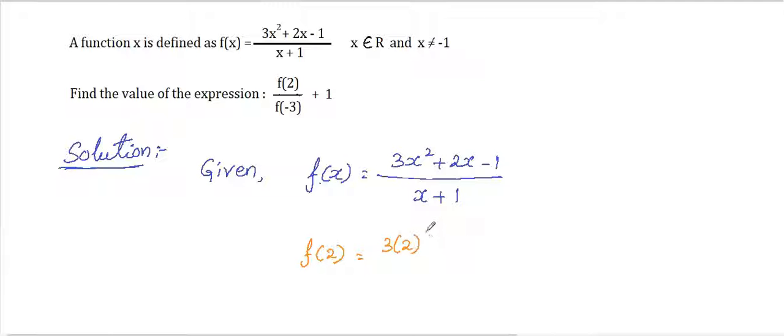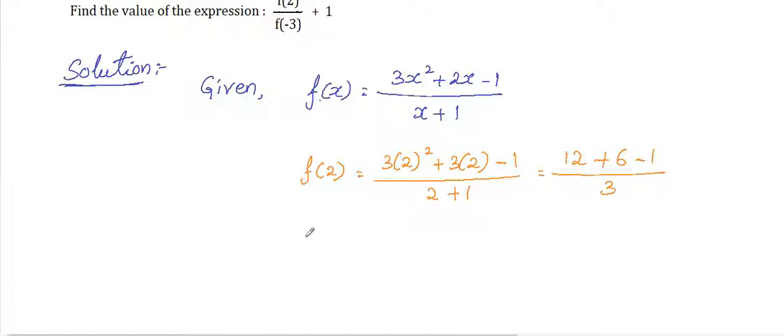Let's find f of 2. So replace every x by 2. So (3 into 2 square plus 3 into 2 minus 1) divided by 2 plus 1. So 2 square is 4. So 4 times of 3 is 12. So (12 plus 6 minus 1) whole divided by 3. So f of 2 is equal to 17 by 3.